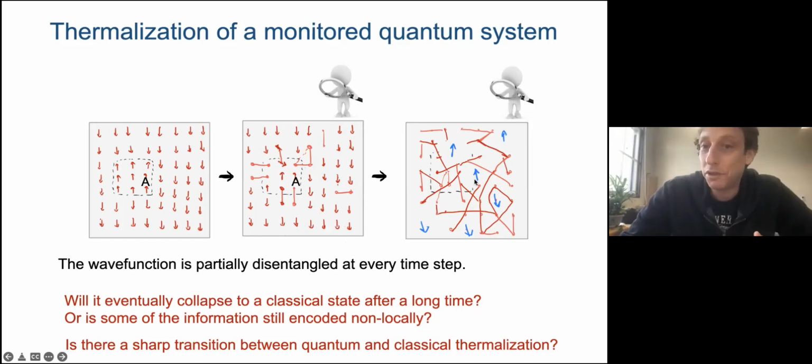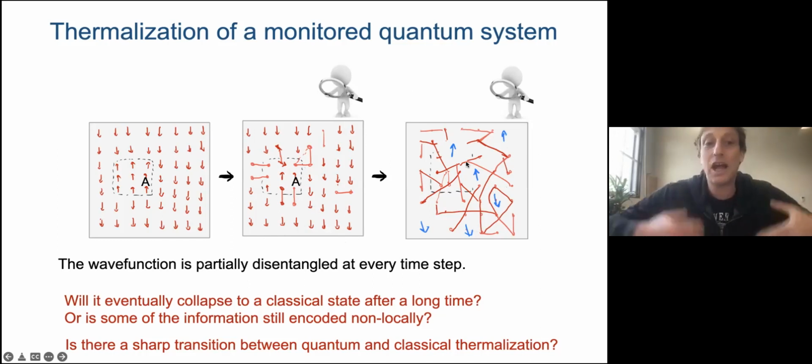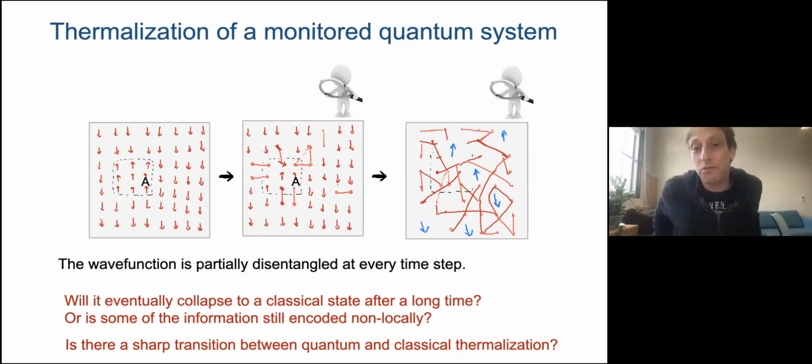But those degrees of freedom it measures will get disentangled, right? But the rest might still be entangled. And now this goes on. And the question is whether after some time, the state will effectively become classical with no non-local entanglement encoded in it. Namely, the entanglement entropy will not have a volume law form, or is that volume law form or non-local encoding stable to some amount of measurement?